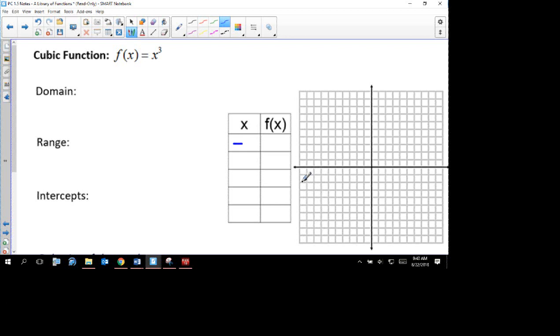The points I use are points that will actually fit on the graph. So -2, -1, 0, 1, 2. And when we cube -2, when we do -2 times -2 times -2, we get -8.